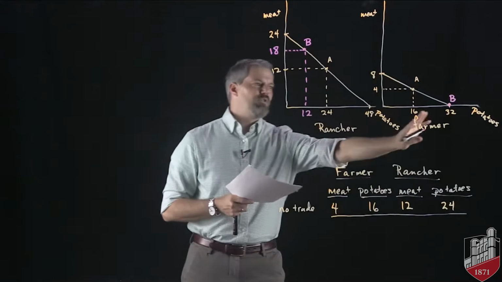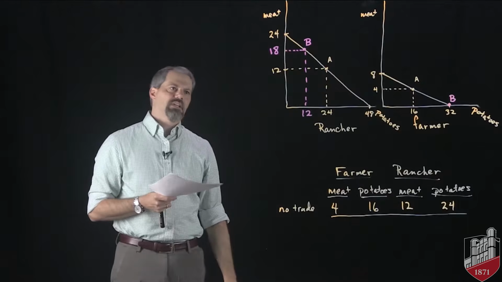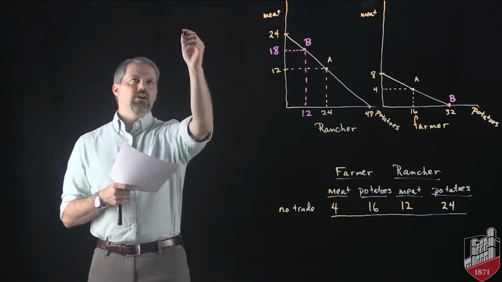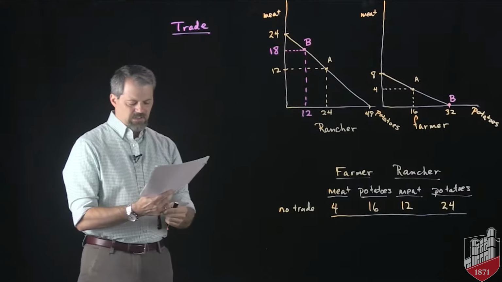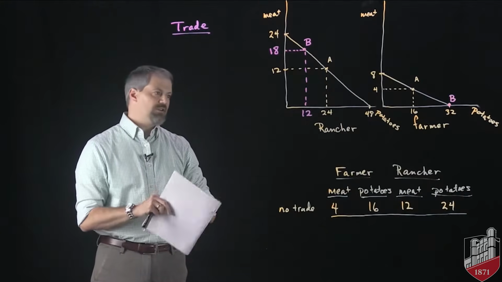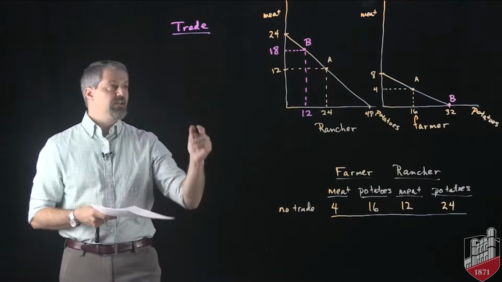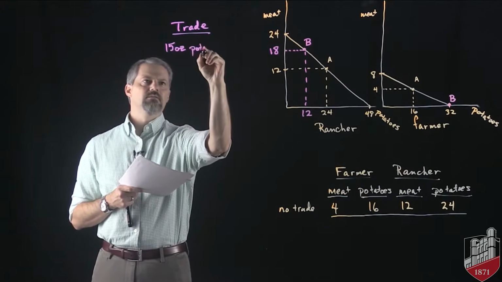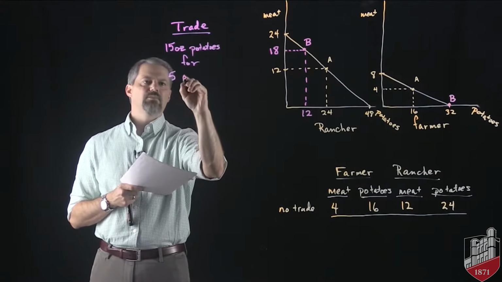So the farmer's going to move towards production of potatoes, the rancher's going to move towards production of meat. Then they're going to trade, and let's put our trade up here. The farmer is going to give the rancher 15 ounces of potatoes in return for 5 ounces of meat. So it's going to be 15 ounces of potatoes for 5 ounces of meat.